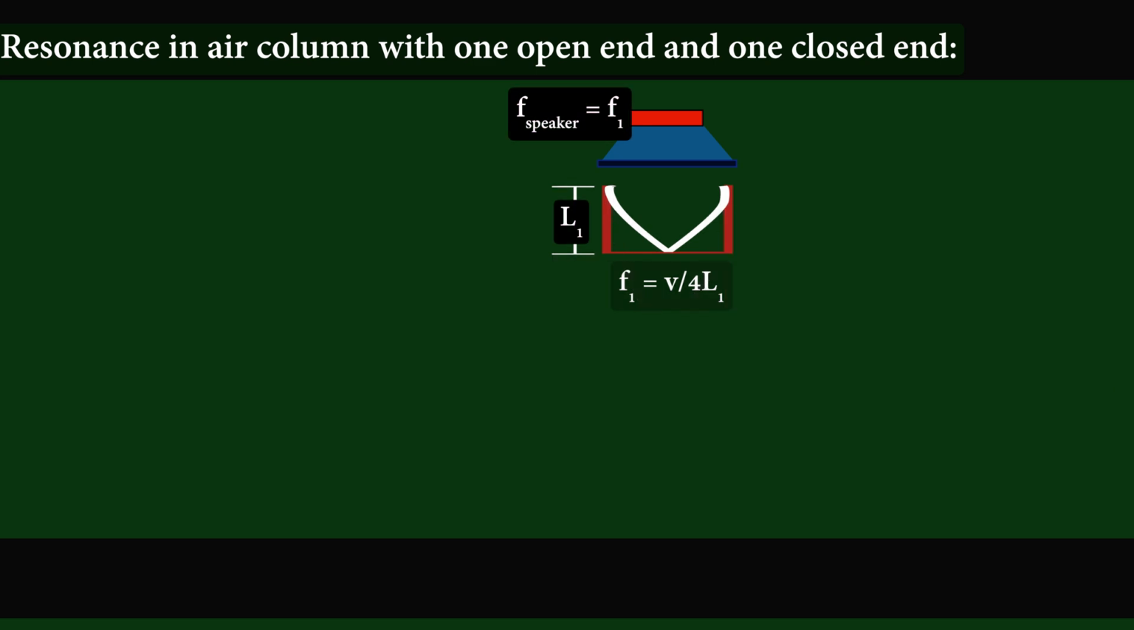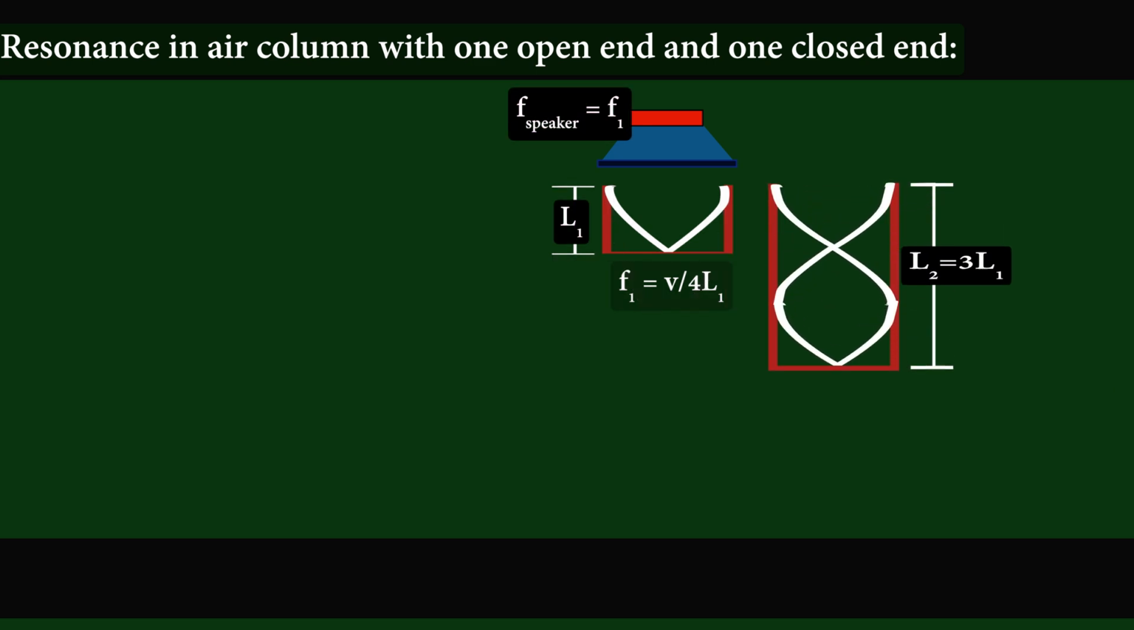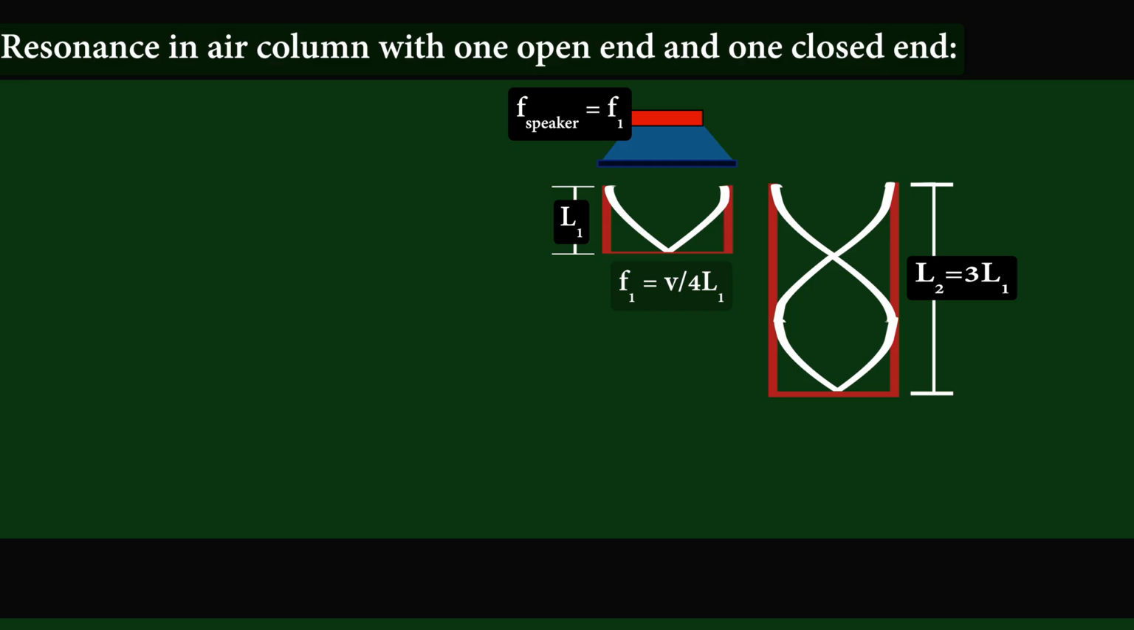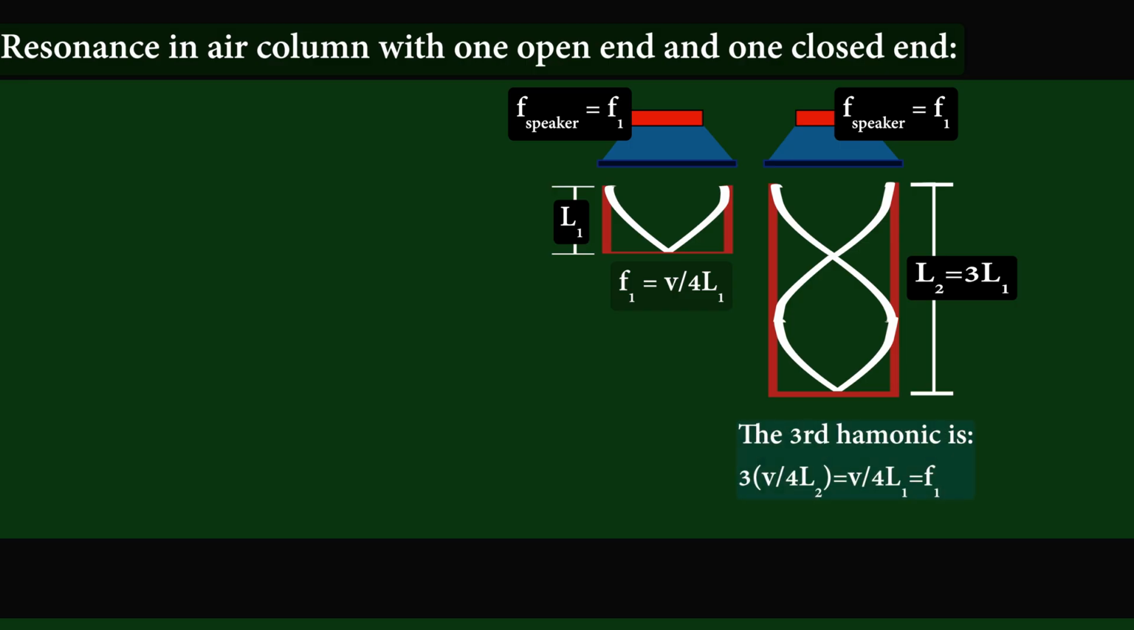We extended the pipe length to 3 times that of the initial pipe, L1. This relationship is expressed as L2 equals 3L1. As a result, we observed that the third harmonic of this pipe corresponds to 3V/4L2, or equivalently, V/4L1. Therefore, the third harmonic frequency of this pipe aligns with the sound frequency produced by the speaker we are driving, enhancing the sound's loudness through resonance.